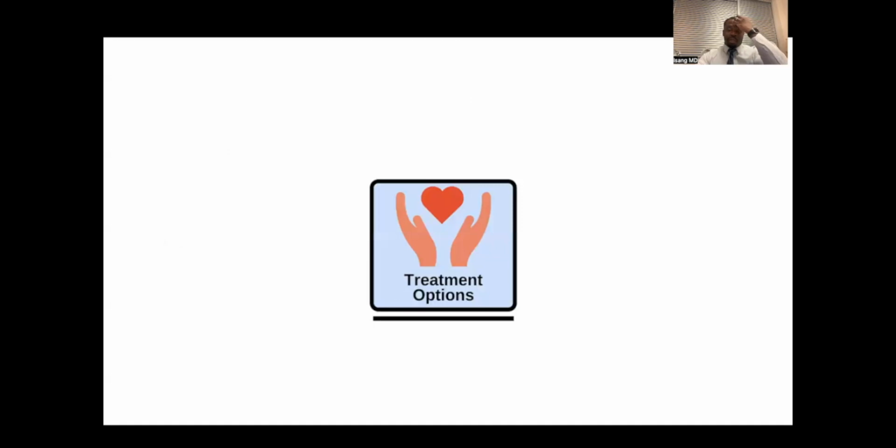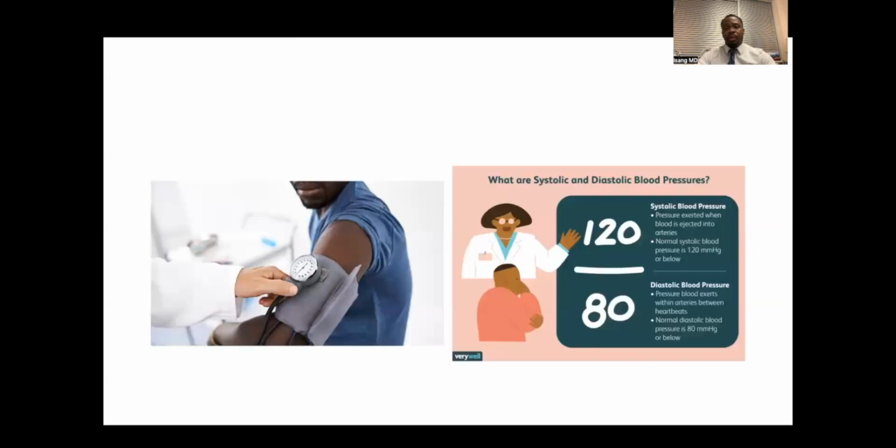So what can we do? There's a lot of different treatment options, both medical and non-medical. And I want to try to focus on the non-medical, not using medications, first. The first thing we want to do is check your blood pressure. Hypertension, if you guys don't know, is known as the silent killer for a main reason. You don't have any symptoms. So this is one of the reasons why we really want you to be seen by your primary care provider, so we can check your blood pressure.